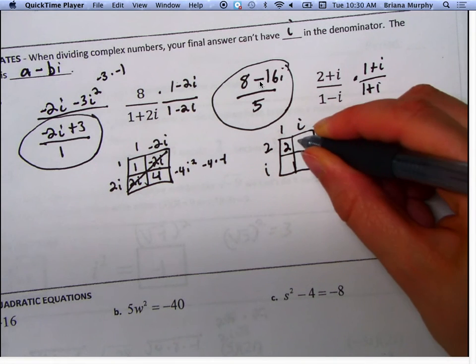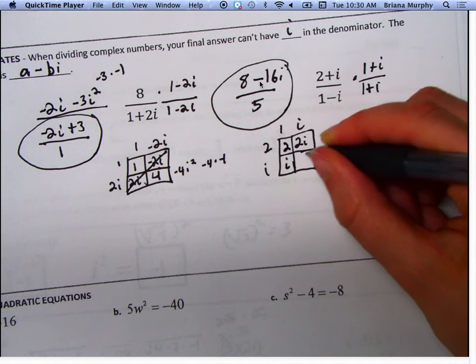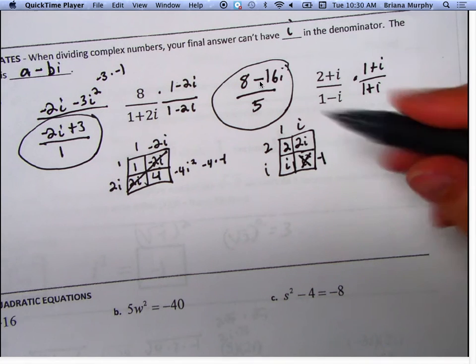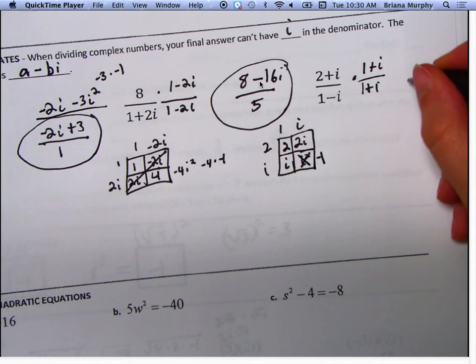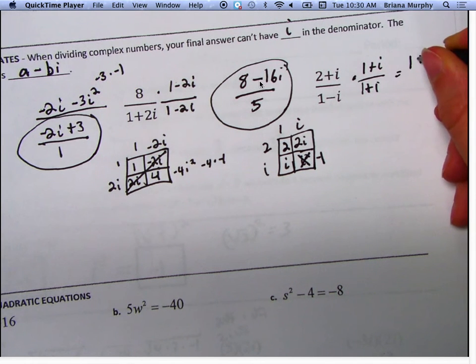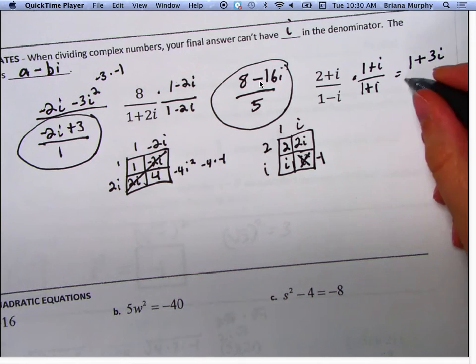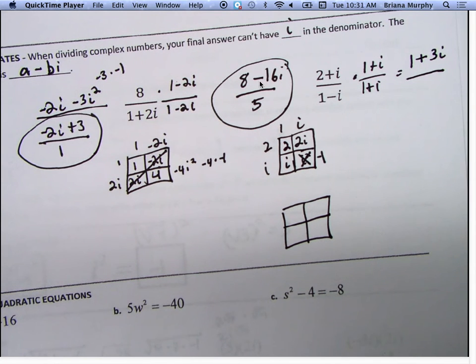2 times i is? Good. 1 times i is? i times i is? Which is the same thing as? Okay. 2 plus negative 1 is? Okay. And then 2i plus i is? Good. All right, now I'm going to find my bottom. Do I need to slow down? Are we okay with getting that answer? Do you want me to back up or anything? Okay, I'm going to move on then.